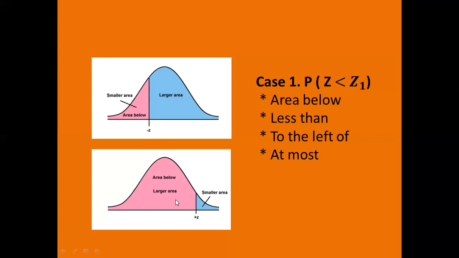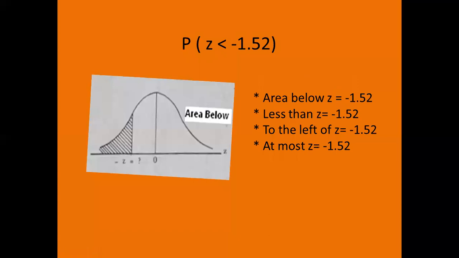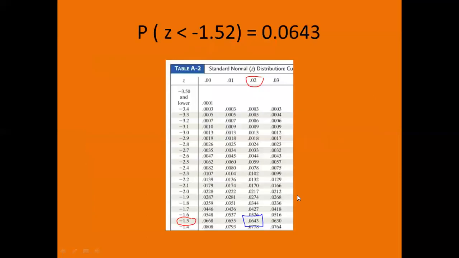Okay, so paano ba kinukuha yun area, probability, if it's less than, or how do we use the normal distribution table in getting this area? Okay, ayan. Suppose we are asked to get the area below negative 1.52. Okay, this is our standard score. Or pwede rin natin sabihin, how do we get the area less than the standard score negative 1.52 or to the left of or at most. Again, we have these 4 keywords. Pare-pareho lang po yan.